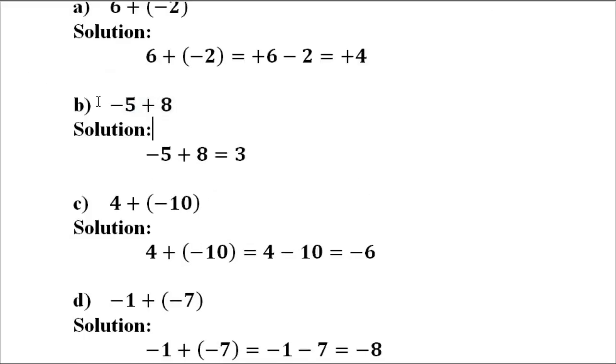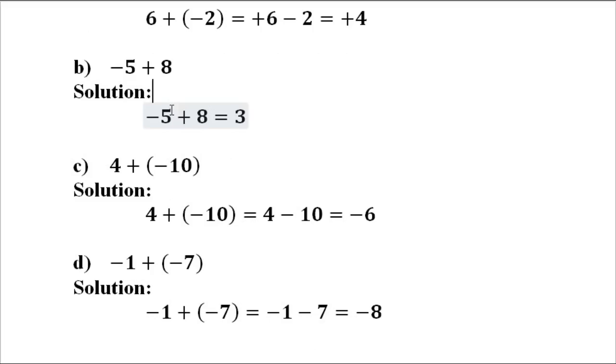Moving on to number 2, we have negative 5 plus 8. In this case, the larger absolute value is positive 8, and the smaller absolute value is negative 5. Since both integers have unlike signs, I will subtract the smaller absolute value from the larger absolute value. The result is positive 3 because the larger absolute value has a positive sign.